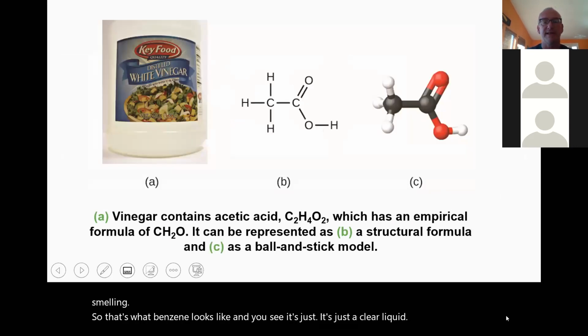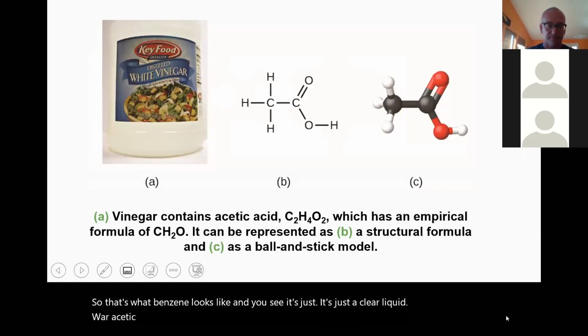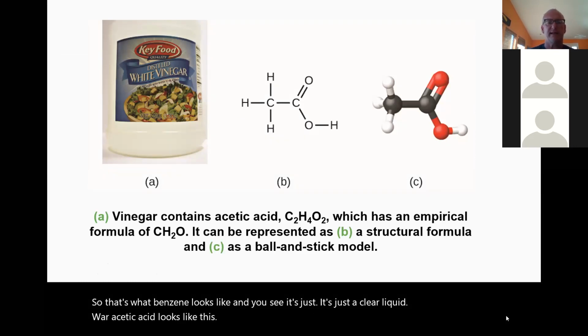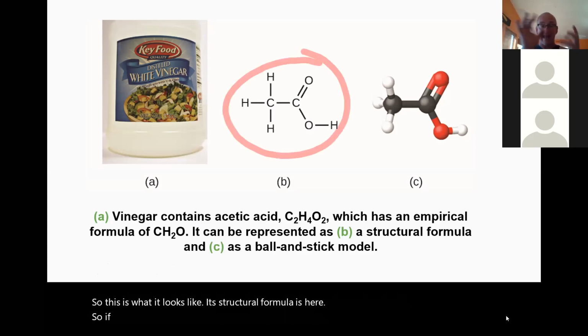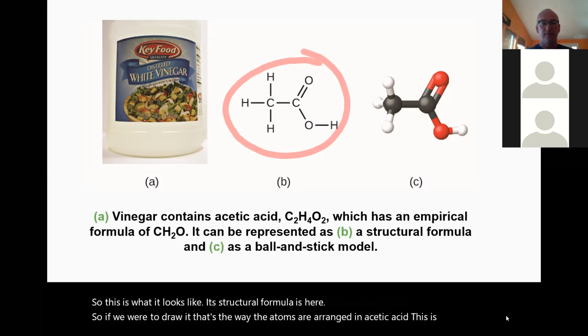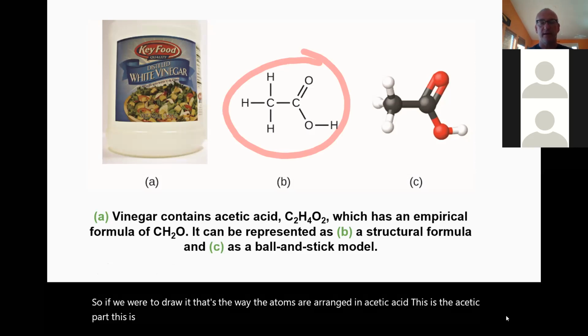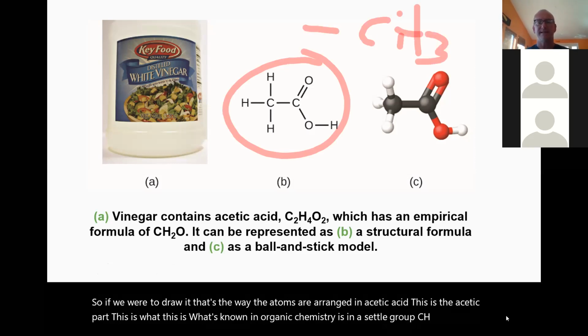Vinegar or acetic acid looks like this. Its structural formula is here. So if we were to draw it, that's the way the atoms are arranged in acetic acid. This is the acetic part. This is what's known in organic chemistry as an acetyl group, CH3.